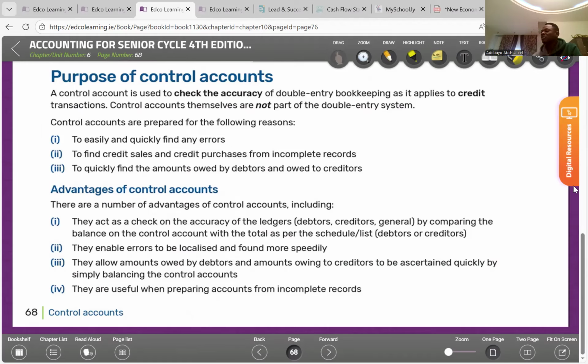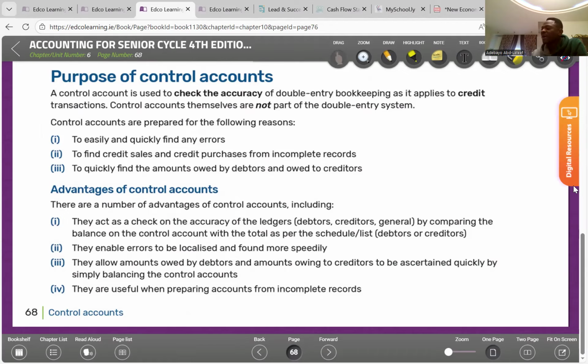For the advantages of control account, or the importance of control account, number one, they act as a check on the accuracy of the ledger. So we have our general ledger, we have cash book and the rest. With control account, it can serve as a measure of accuracy. If we are making errors, we can use the control account to know if we are having errors in our general ledger or not.